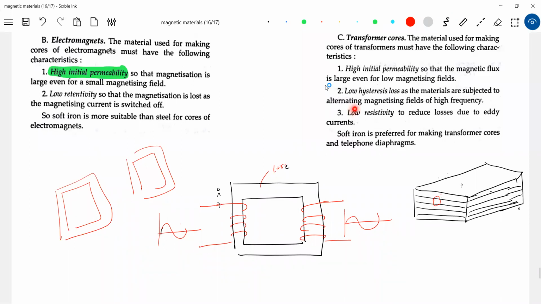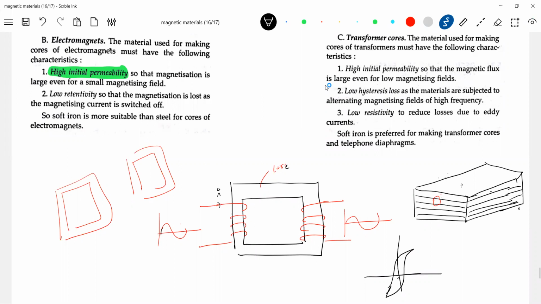As materials are subjected to alternating magnetizing fields of high frequency. Are you getting now? Look at the AC signal. It will increase, then decrease, then change direction, increase or decrease. Similar to hysteresis, no? So therefore, the BH curve that I'll get here should have minimum area.